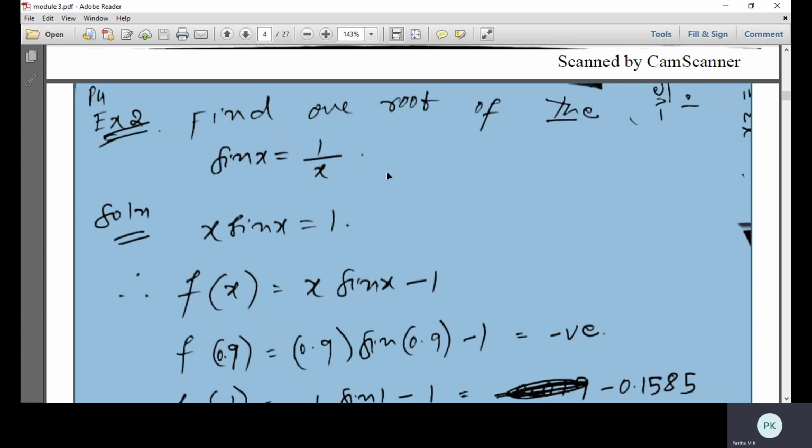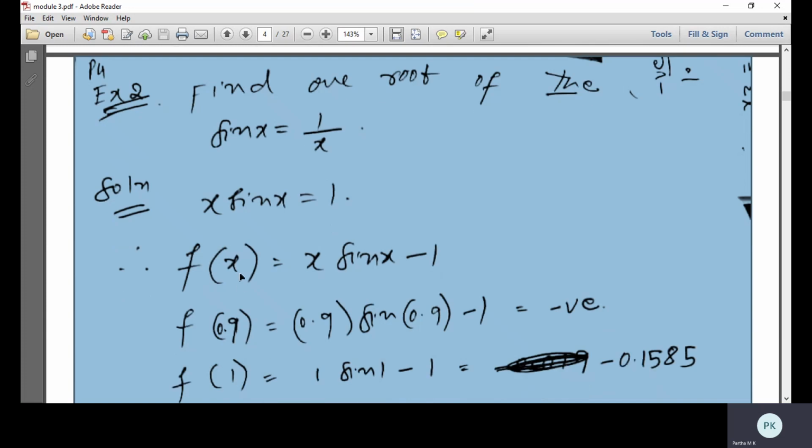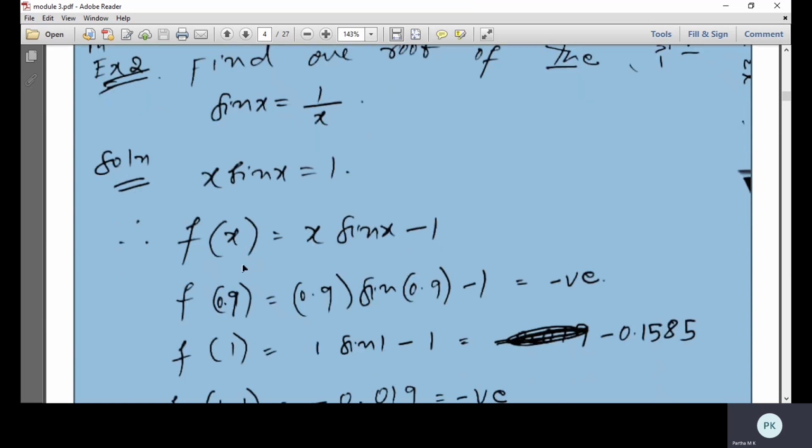So cross multiply. When you cross multiply, what you are getting? x into sin x is equal to 1. Bring all the terms to LHS. x sin x minus 1. So this x sin x minus 1 is called f of x. So in any problem, bring all the terms to LHS. You call that f of x.